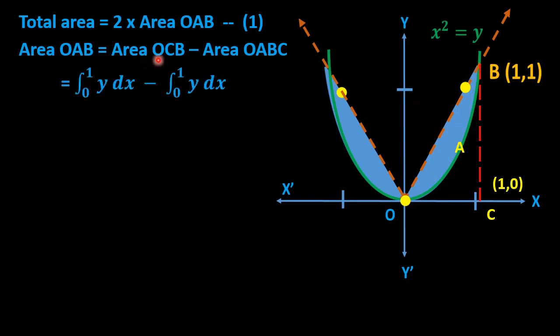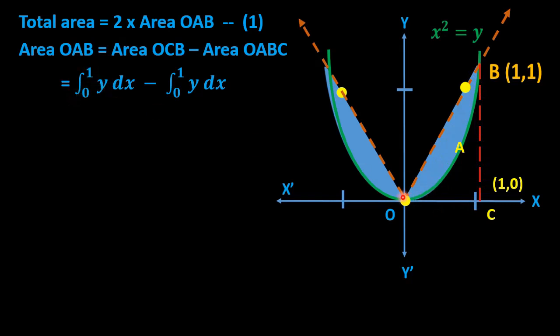Now this area OCB is related to the equation of the straight line, so that the limit runs from 0 to 1, the x coordinate is from 0 to 1 for this area. So it will be the integration from 0 to 1 of y dx.